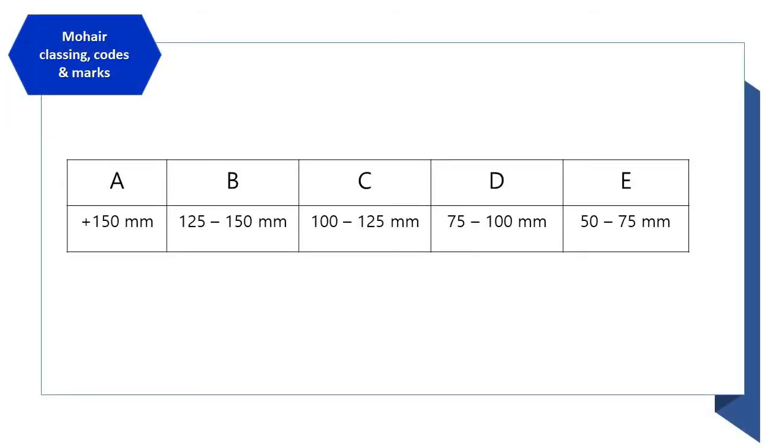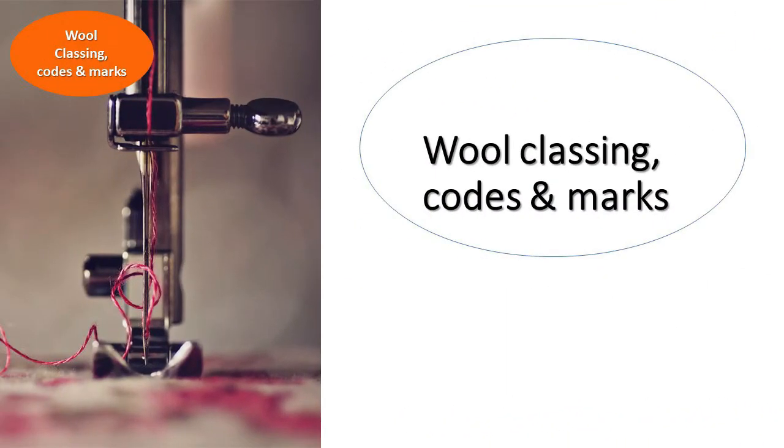The ideal length for mohair is from 125 mm to 150 mm. The trade prefers mohair to be not too short or too long. Length can be measured and the different lengths are indicated with a corresponding symbol. For example, A represents mohair that is more than 150 mm long, and E represents mohair that is between 50 and 75 mm long. When it comes to sheep's wool and merino wool, different textile symbols and markings are used.